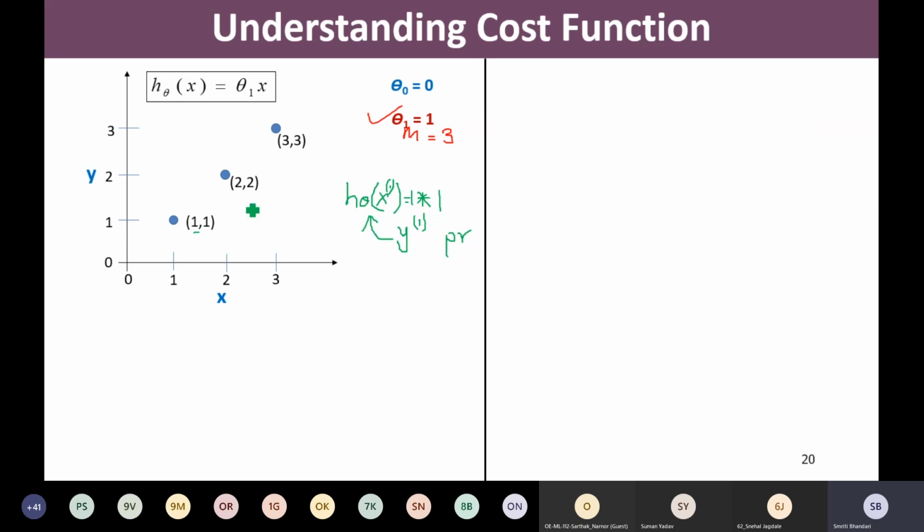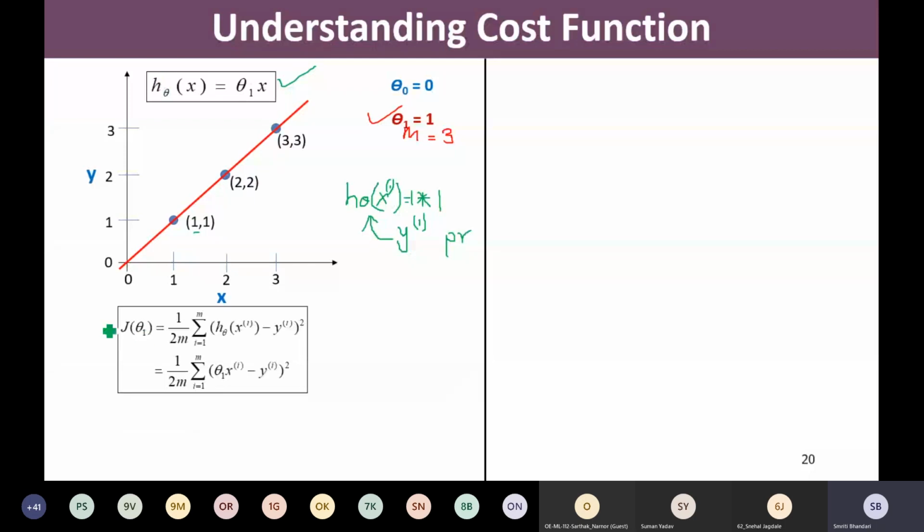Similarly, for the remaining two samples, if I substitute the values of x in this particular expression, I'll get the predicted y1, y2, y3. So my predicted y1, y2, y3 are the same: 1, 2 and 3. So I'll come up with this hypothesis. This hypothesis is meant for theta 1 equal to 1. So h theta of x equals x, since theta 1 is 1. Is that correct?